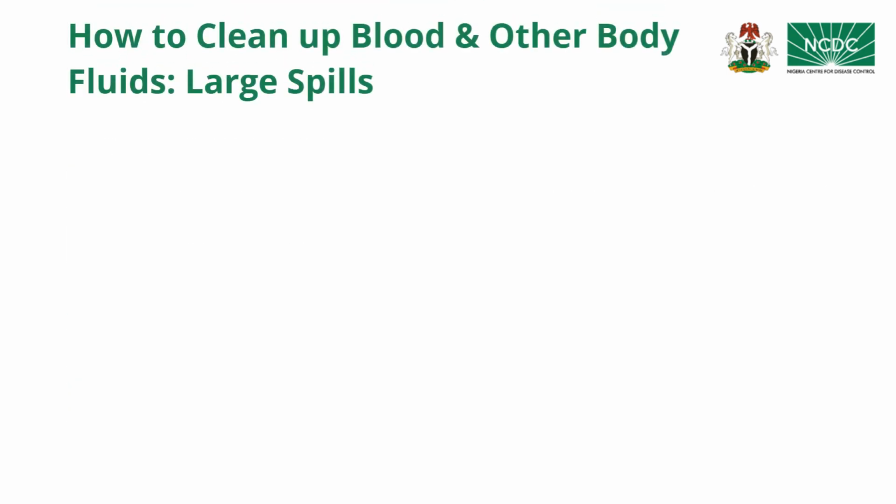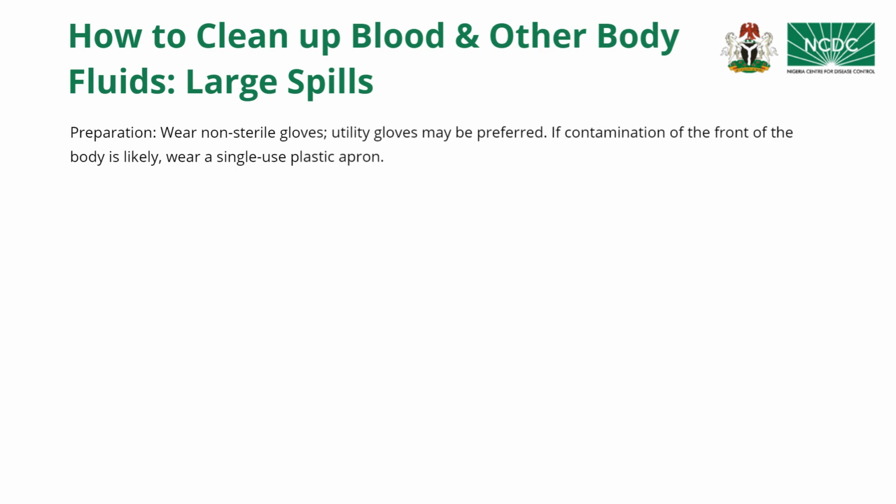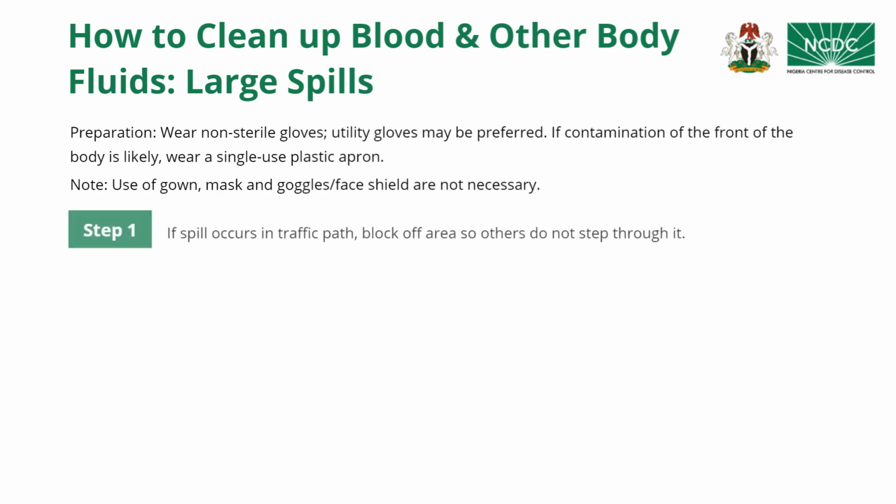The following steps should be followed when cleaning up large spills of blood and other body fluids. Prepare by wearing non-sterile gloves or utility gloves. If contamination of the front of the body is likely, wear a single-use plastic apron. Note that the use of gown, mask, and goggles or face shield are not necessary. If a spill occurs in a traffic path, block off the area so that others do not step through it.